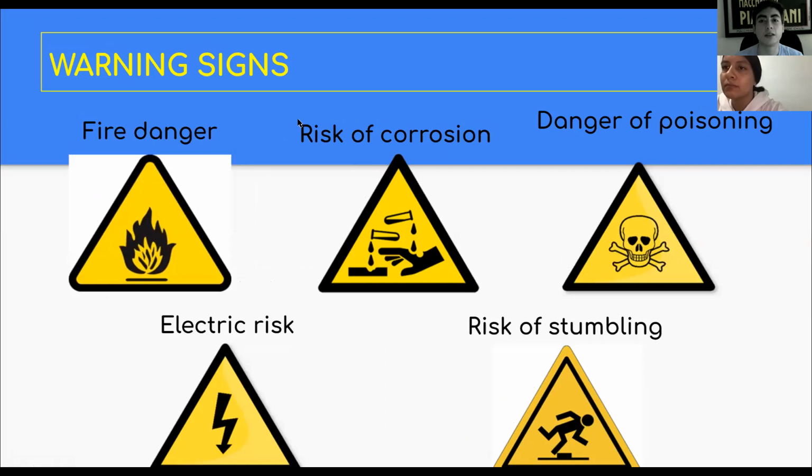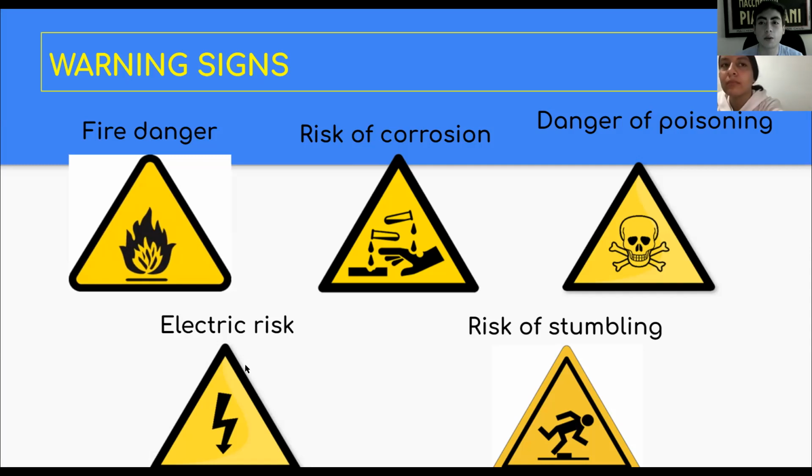Warning signs. These types of signs warn of a risk or danger. The first signage is fire danger. This warns of a potential area of start of fire. The following signage is a risk of corrosion. This indicates substances which, by their chemical action, cause serious damage when they come into contact with the skin. And the following signage is electric risk.